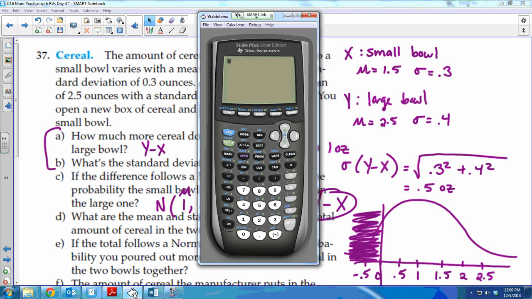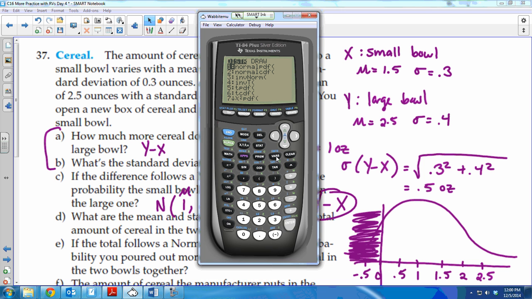It's not under the stat button. That's probably a good guess most of the time, though. Not math. Not program. We've never even used a program. It's not apps. It's the distribution menu. It's a normal model, otherwise known as a normal distribution. So you use the distribution menu.